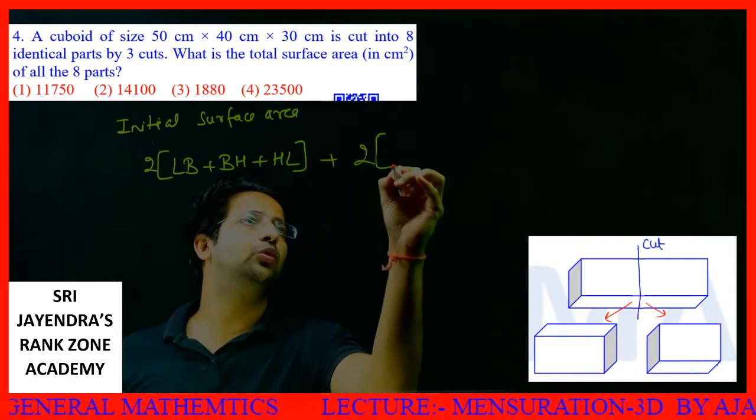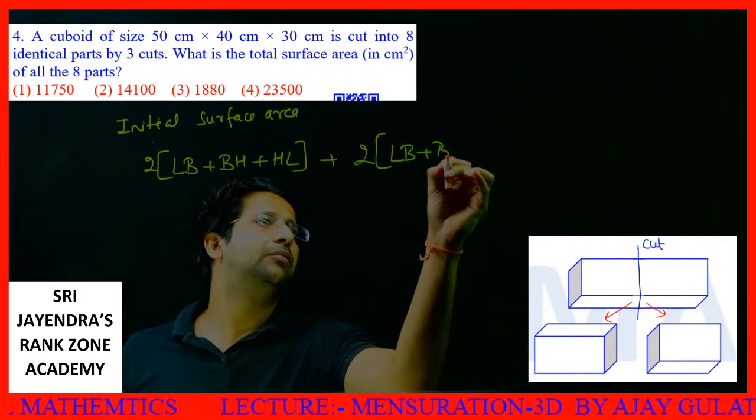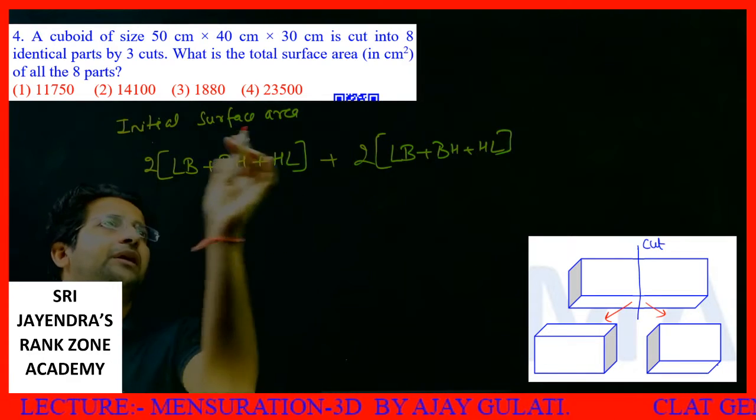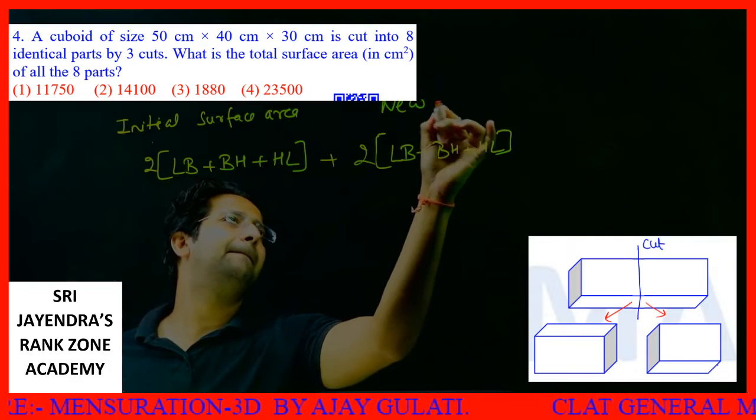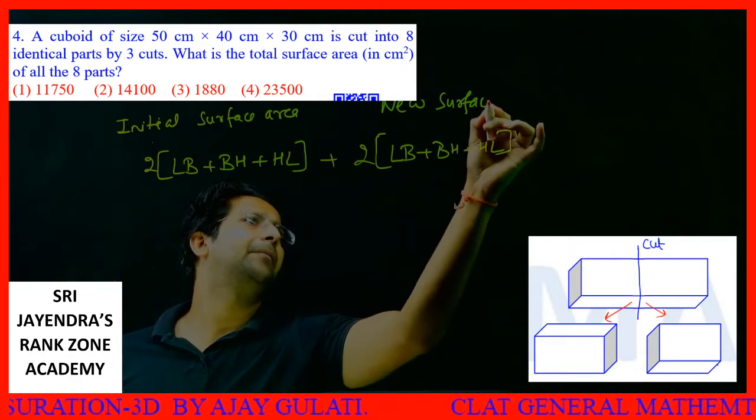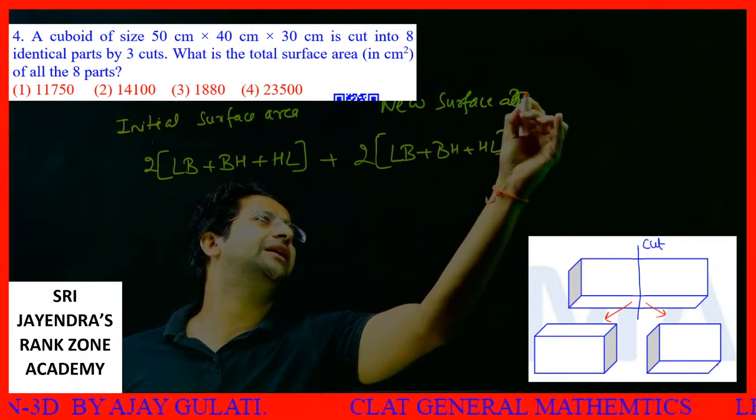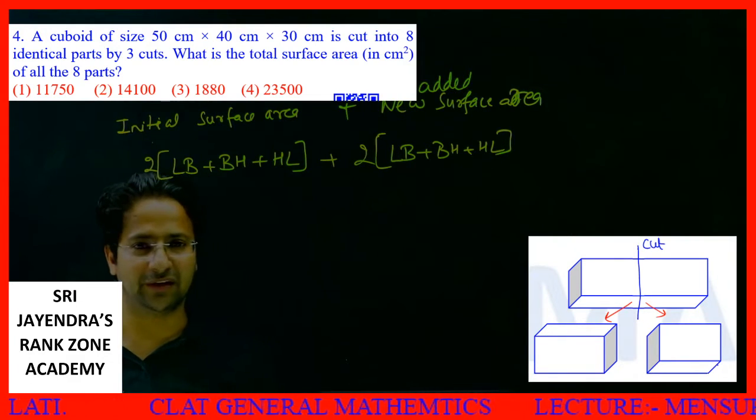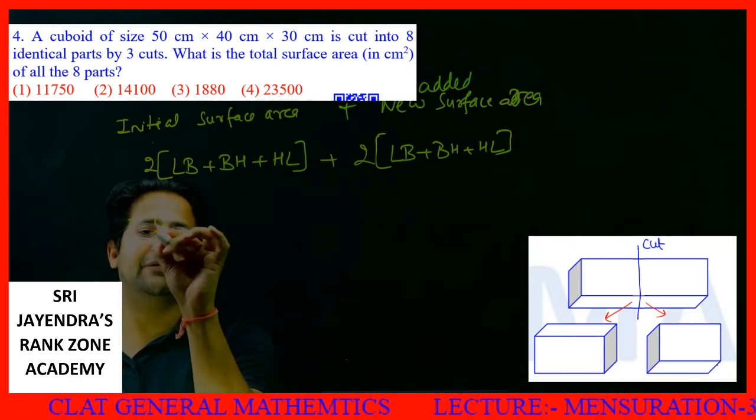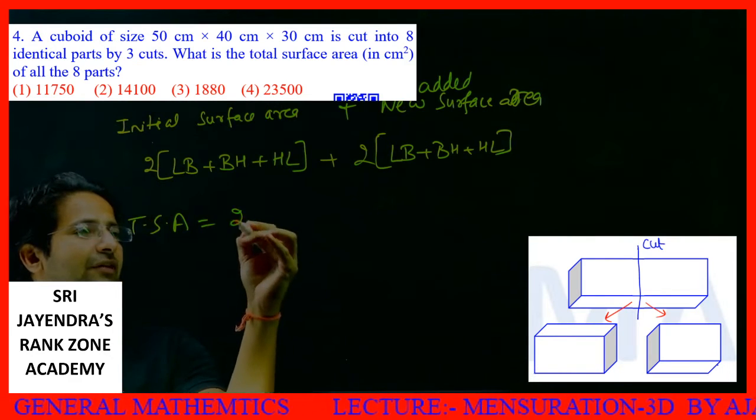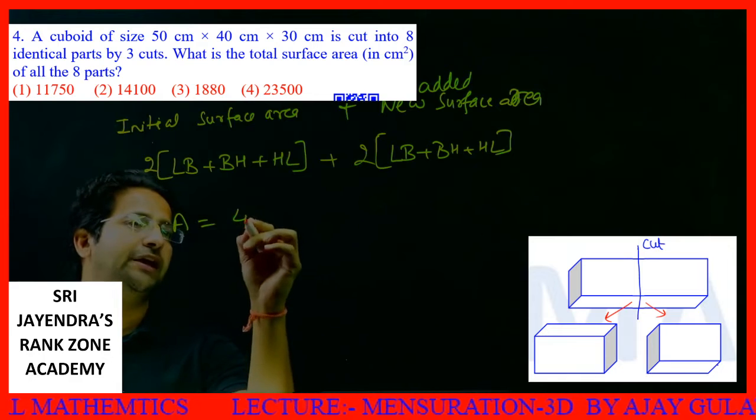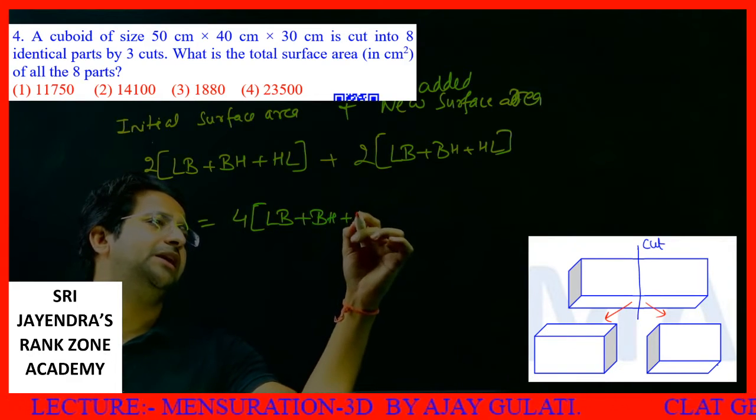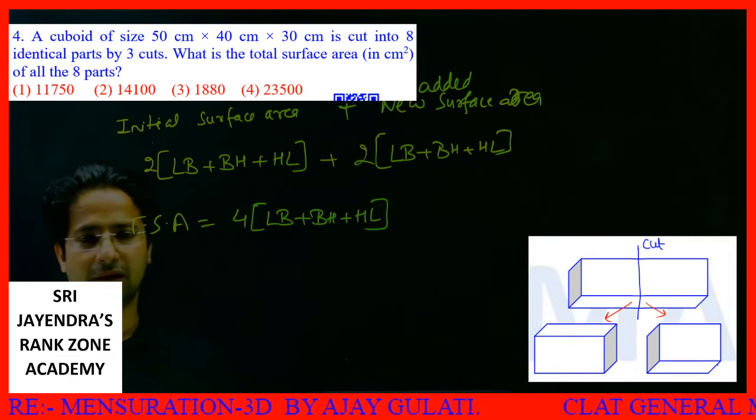This much only, 2 times LB plus BH plus HL. This is new surface area, that is the added portion. Added new surface area. So total surface area will be what? Total surface area will be 2 plus 2, that is 4 times LB plus BH plus HL.